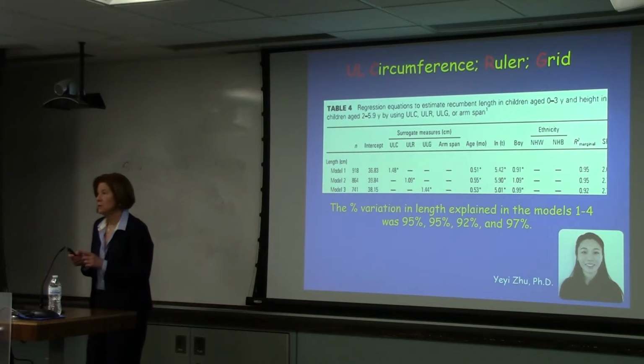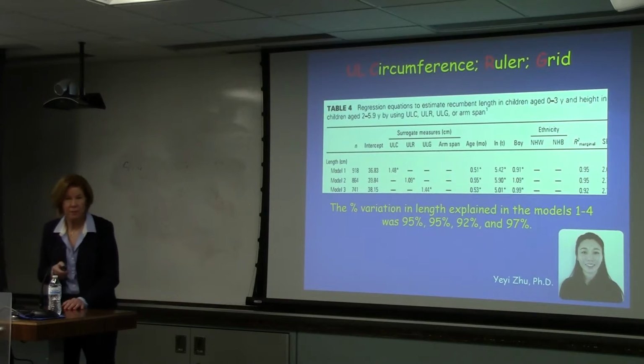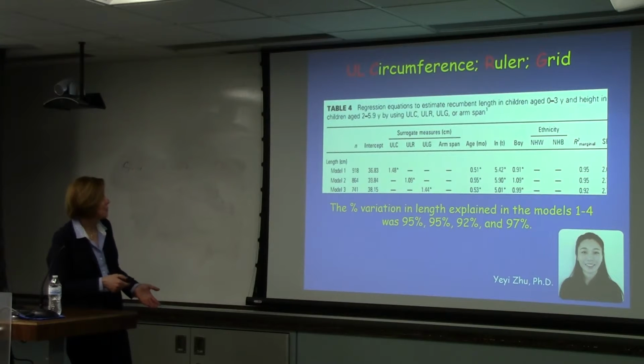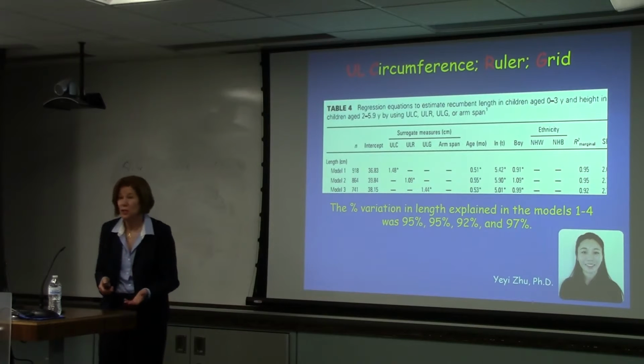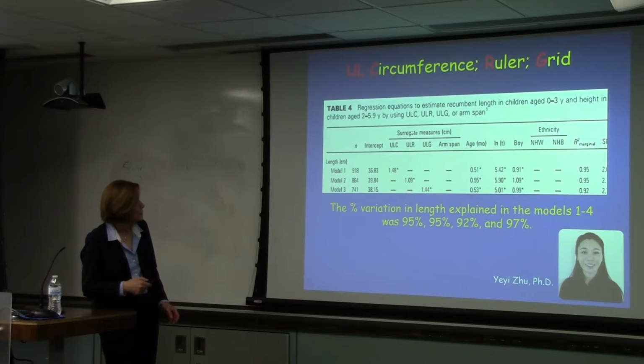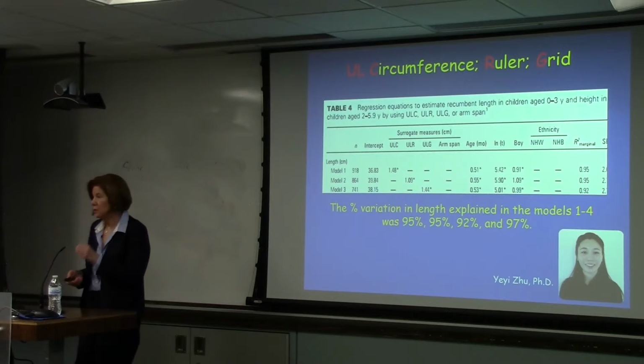We created several models, and these models were to predict the variation in recumbent length. And what we saw basically was that actually in boys and in girls, so we stratified, I only have the boys here, but we really saw a tremendous amount, 95%, 95%, and 92% variation in recumbent length explained by these models. And these models were basically trying to emphasize the ulnar calipers, ruler and grid. And so we actually have demonstrated an alternate method.